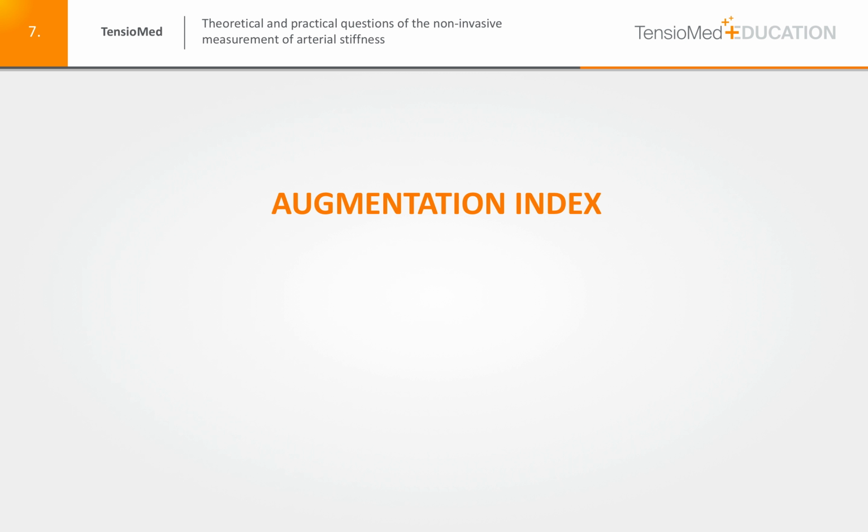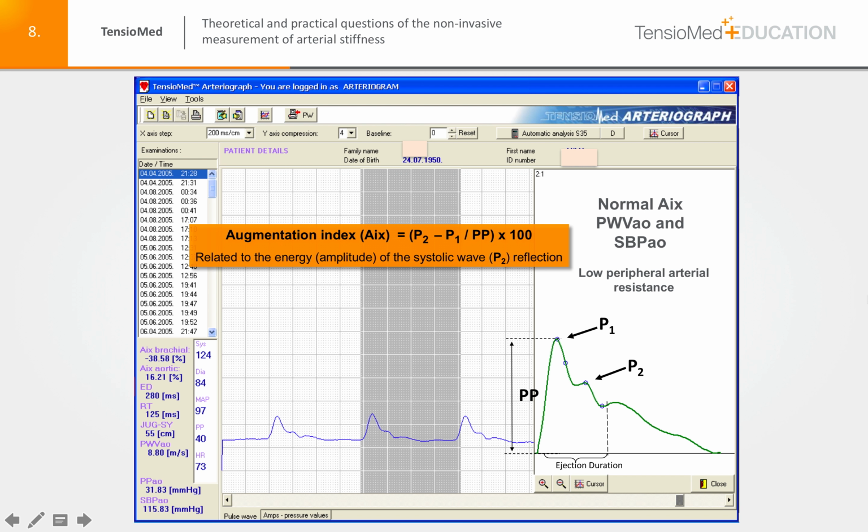The augmentation index. We can see the formula of the augmentation index here in this slide. P2 is the second systolic wave, which can be seen here. P1 is the first direct systolic wave, called the forward systolic wave, and P2 is the reflected backward systolic wave. So the amplitude of P2 minus the amplitude of the direct P1, divided by the pulse pressure and multiplied by 100, gives the augmentation index.